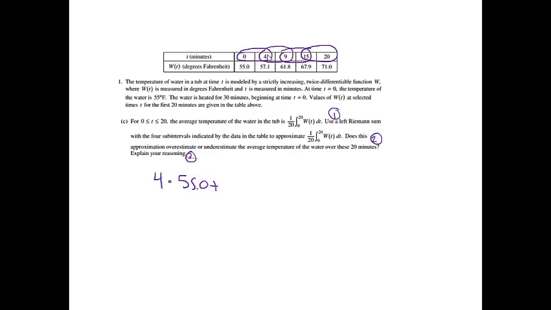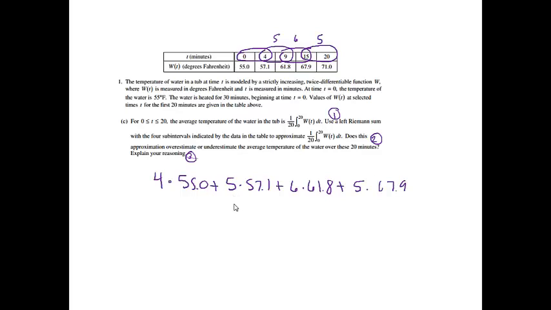And then plus, the second goes from 4 to 9, so that width is 5. So we'll do 5 times the left endpoint, which is 57.1. And then plus, from 9 to 15, that width is 6. So we'll do 6 times the left endpoint, which is 61.8. And then plus, the final interval goes from 15 to 20, which is a width of 5. So we'll have 5 times the left endpoint, which is 67.9.